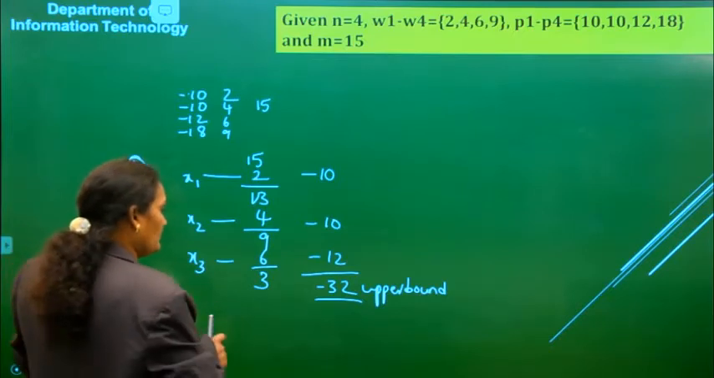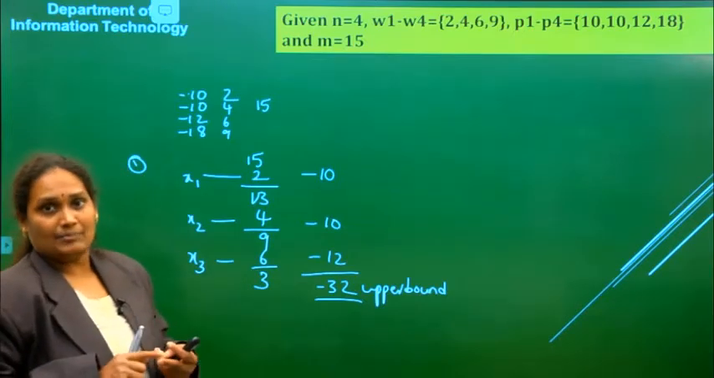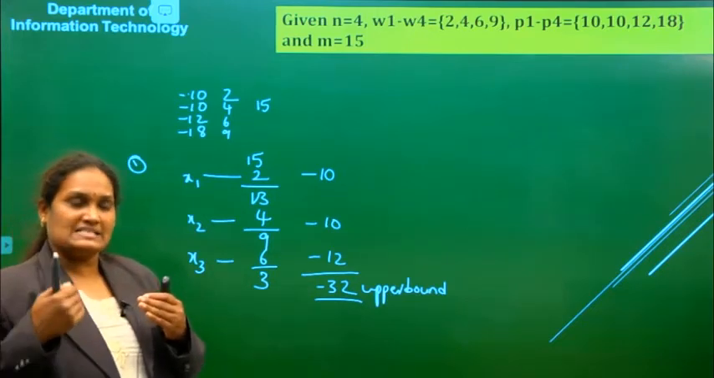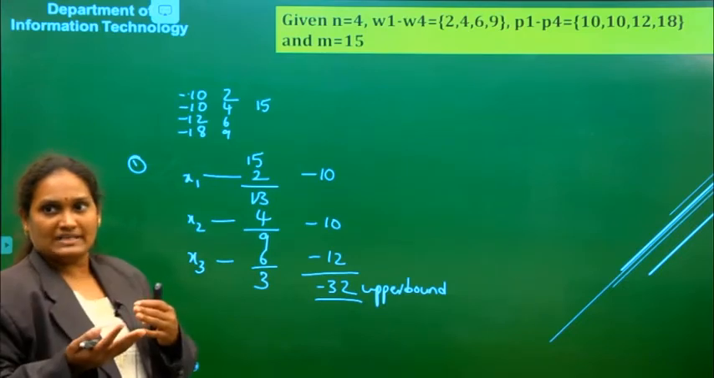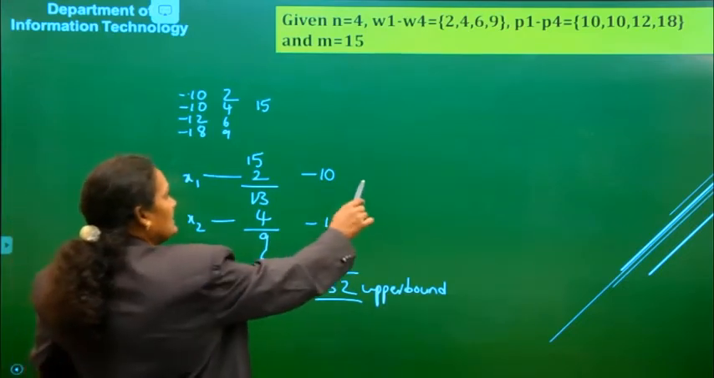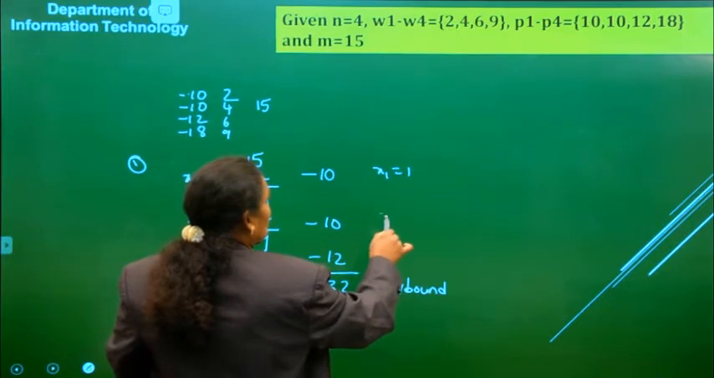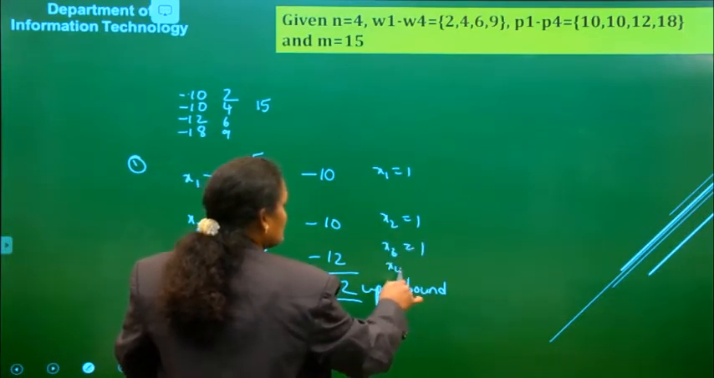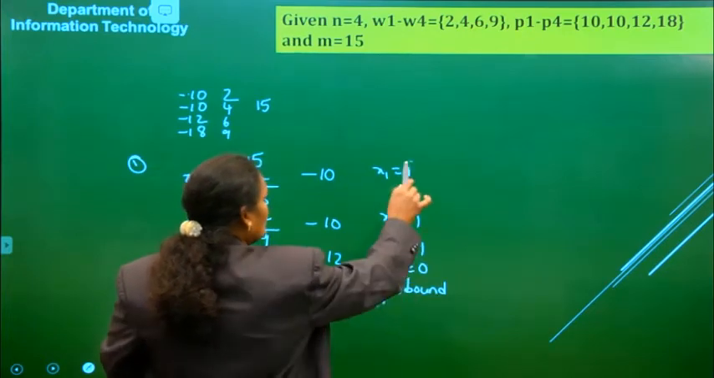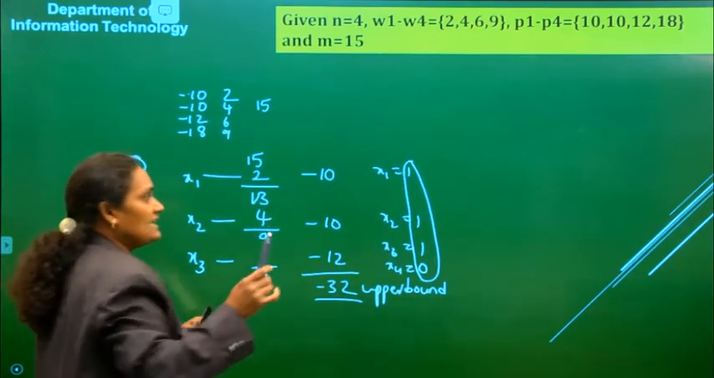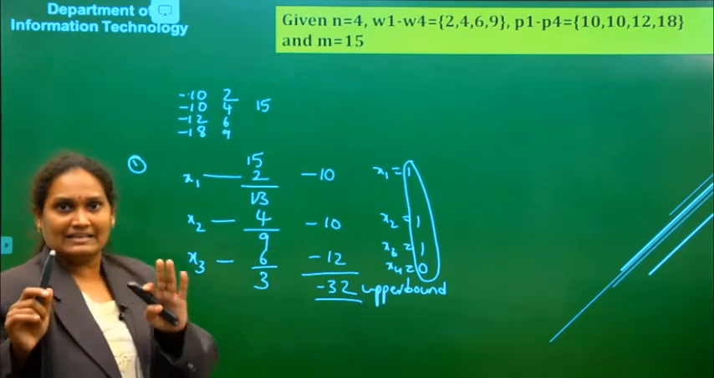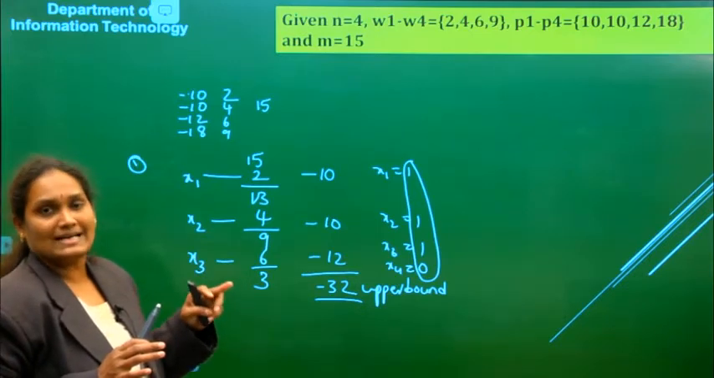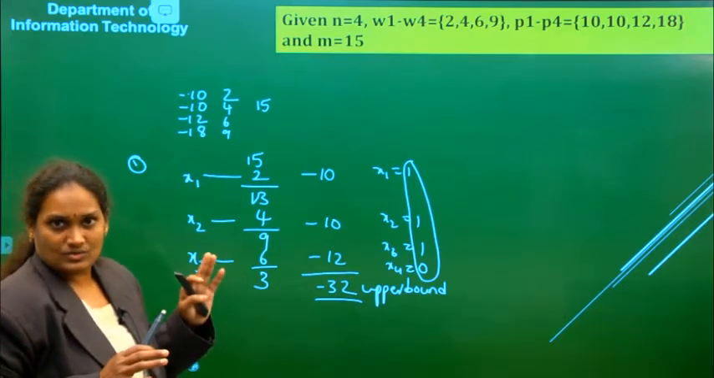Now what about the lower bound? In calculating upper bound, we are considering only whether an object is completely placed or not placed. That is, here x1 value is 1, x2 value is 1, x3 value is 1. Since I did not place x4, its value is 0. That is, we are considering either 0 or 1 in calculating upper bound. But in calculating lower bound, you need to consider the fractional values also.